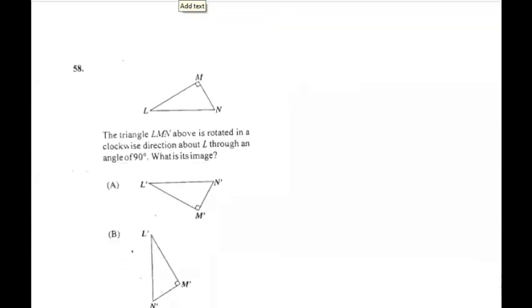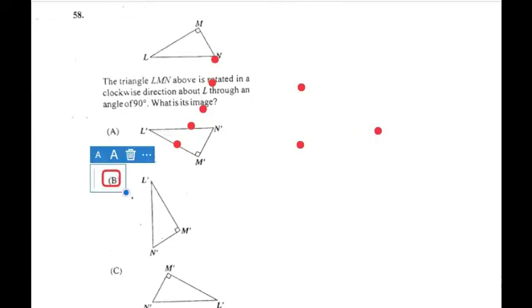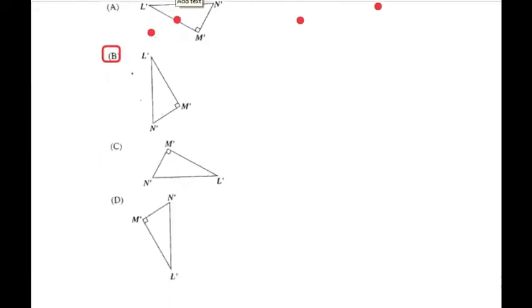So 58, the triangle LMN above is rotated in a clockwise direction about L through an angle of 90 degrees. What is its image? So it is rotated about L. So therefore L will remain stationary, and we're coming around, guys, moving 90 degrees. So therefore N will be somewhere here and M will be, so this will be L, N, and M, and the only one that represents that is B. So we do not even have to look any further than B for 58.